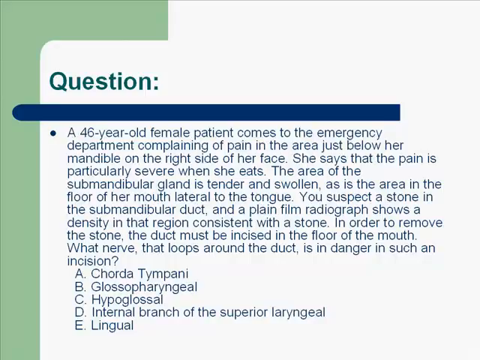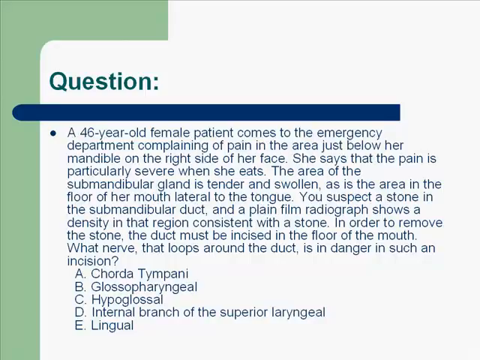In order to remove the stone, the duct must be incised in the floor of the mouth. What nerve that loops around the duct is in danger in such an incision? Is it the chorda tympani, glossopharyngeal, hypoglossal, the internal branch of the superior laryngeal, or the lingual? The correct answer is the lingual nerve.